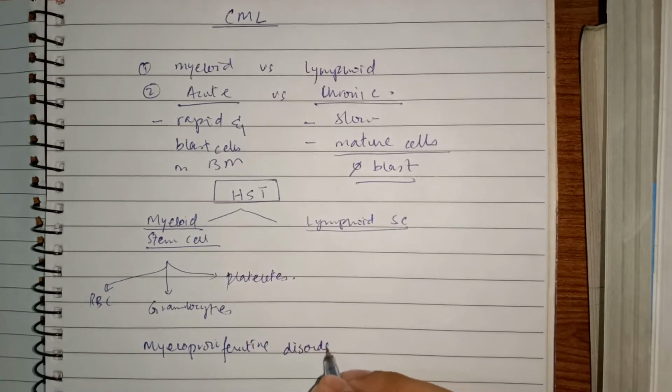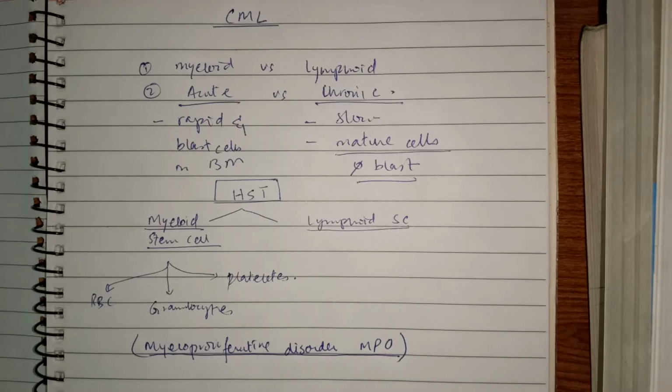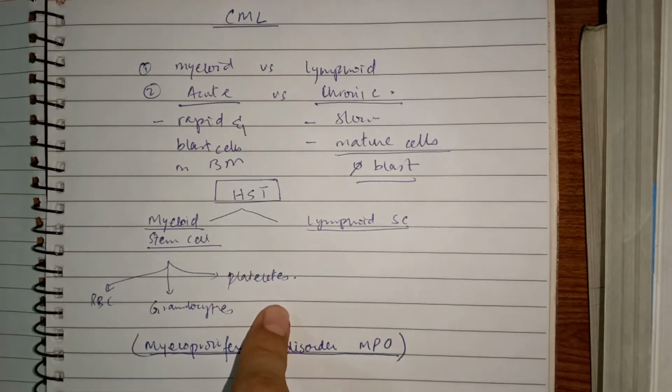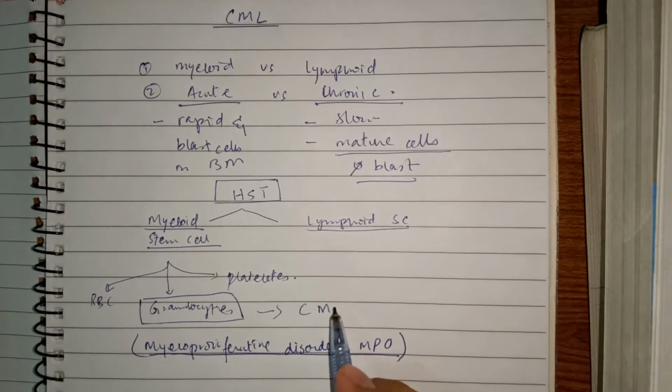Myeloproliferative disorder. So what is myeloproliferative disorder? It is the neoplastic proliferation of the mature cells of the myeloid lineage, right? We then further classify this myeloproliferative disorder based on which of the myeloid cells proliferate greater. For example, if red blood cells proliferate malignantly, increase in number, we say that it's polycythemia vera. If platelets increase in number, we say it's essential thrombocytosis. And if the granulocyte increases in number, we say it is chronic myeloid leukemia.